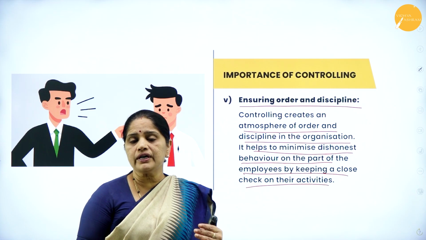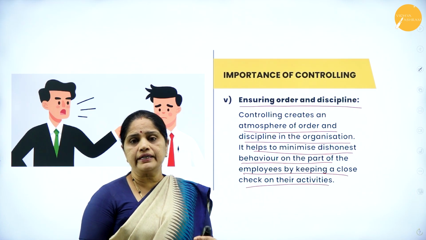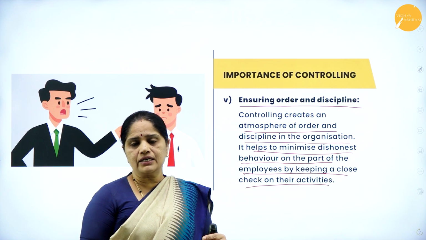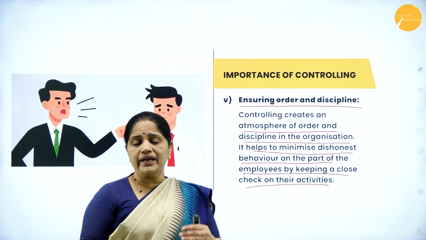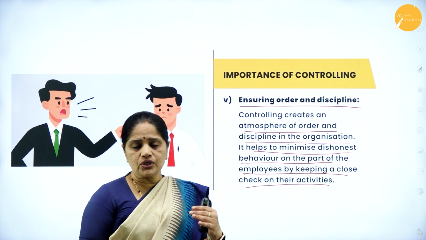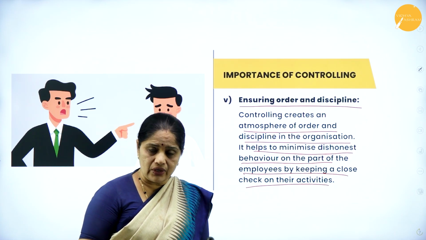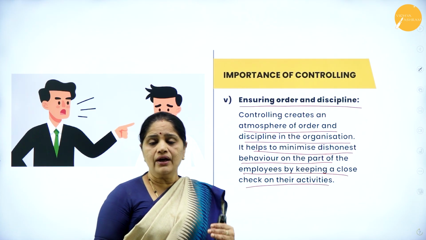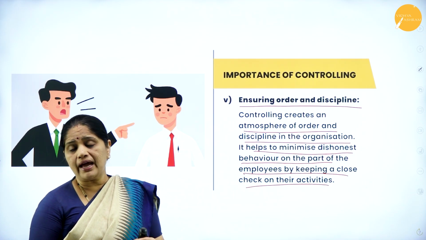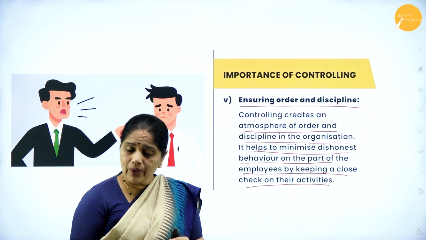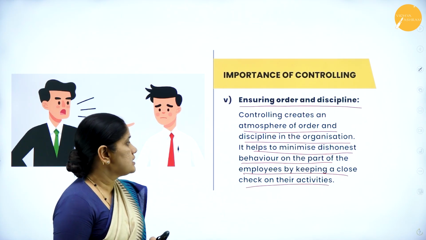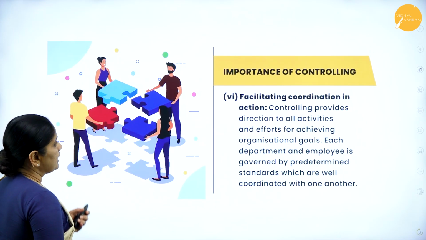There should be a fear of punishment or a penalty or a fine, as a result of which the employees will be forced to behave in a particular way. So they should obey the rules and regulations of the organization, failing which they will be having the punishment. So this fear of punishment will ensure that there is order and discipline within the organization.